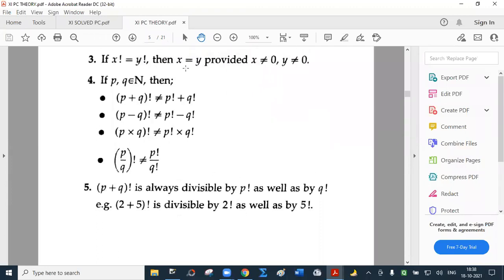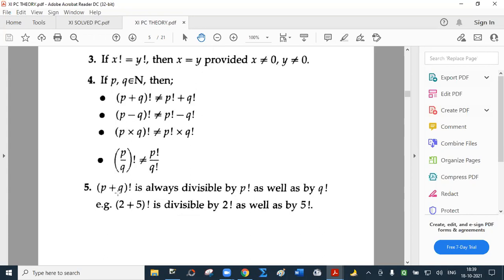If x factorial is y factorial, then x equals y, provided x is not 0, y is not 0. Okay. See, 0 factorial is 1 factorial. So, can we say 0 is 1? No, we can't. Again, I hope you will not open the bracket. If you read this as (p plus q) factorial, you might open the bracket and say p factorial plus q factorial. This is absurd. (p plus q) factorial cannot be simplified. Similarly, this part, I hope that you will appreciate this. (p upon q) factorial is not p factorial upon q factorial, right?